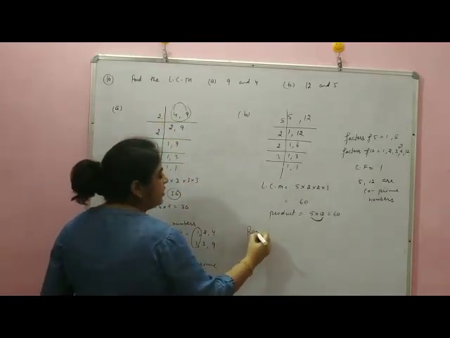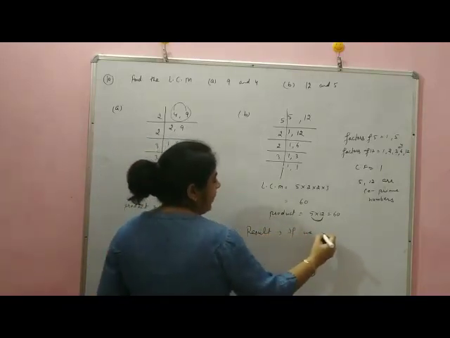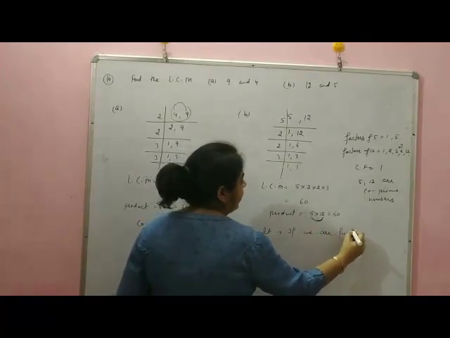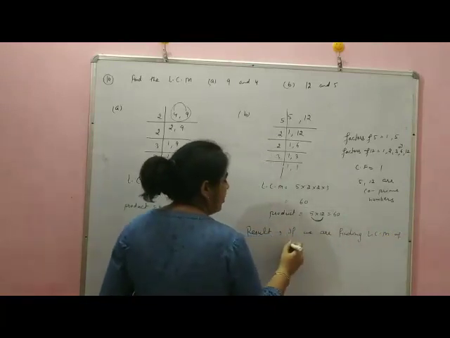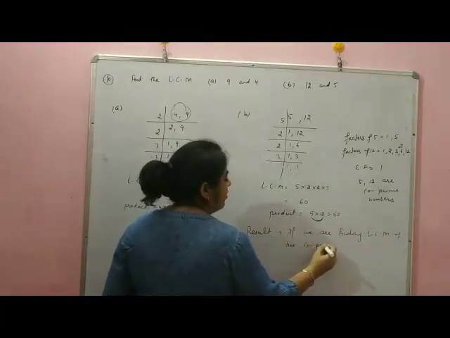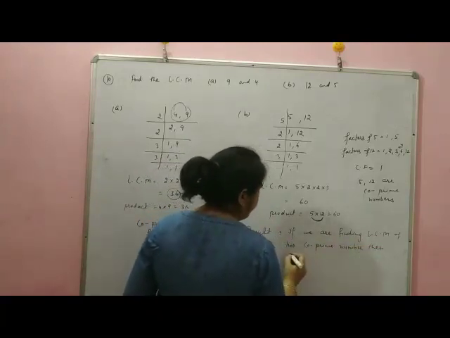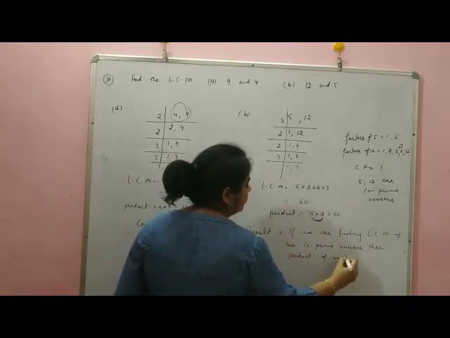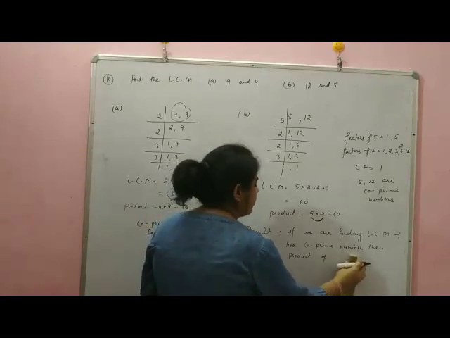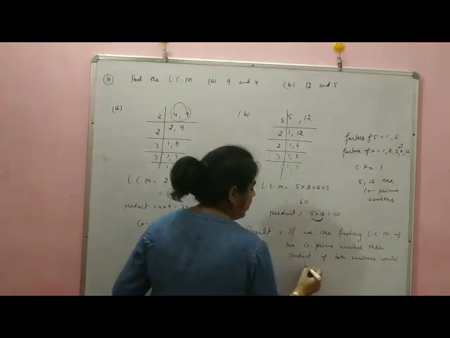So what result we are getting here: if we are finding the LCM of two co-prime numbers, then the product of both numbers would be the LCM.